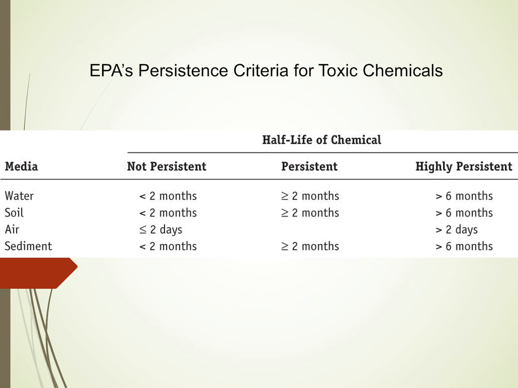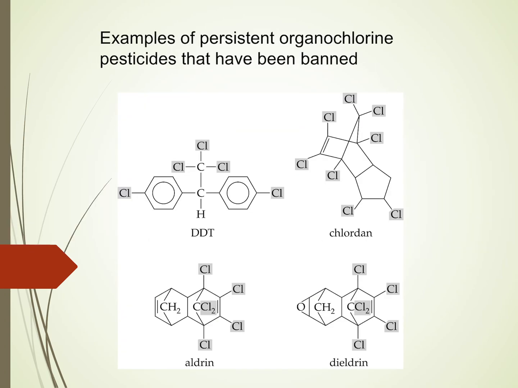So this is EPA's persistence criteria for toxic chemicals. By the way, we're almost done, so we'll keep this under 30 minutes. So with air, it's very simple. If it's greater than 2 days, it's considered persistent, highly persistent. There is no middle ground there. The others are all the same. Less than 2 months is non-persistent. Greater than 2 months is persistent. Greater than 6 months is highly persistent.